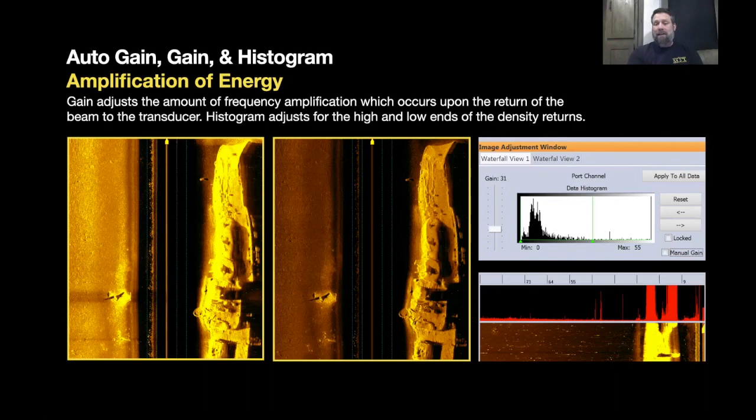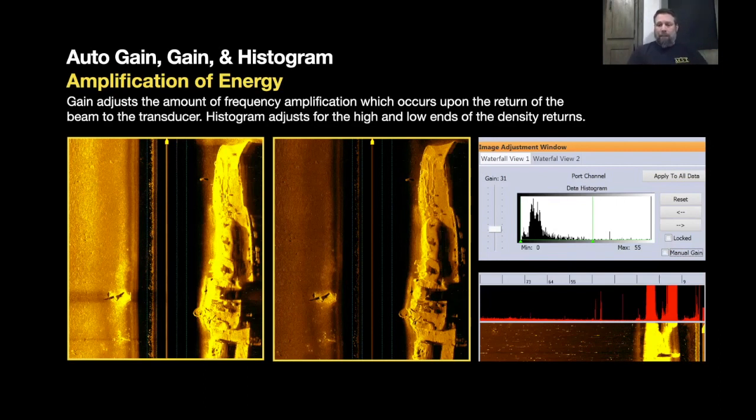But let's take a look at how that actually all works. With ours, we have a little gain slider, and that's going to increase or decrease the amount of gain that is being seen through the image at any particular time. And like we explained in the last slide, we are basically adding energy to that sound wave. So the more gain, the more energy we're adding to the sound wave; the less gain, the less energy we're adding to the sound wave.